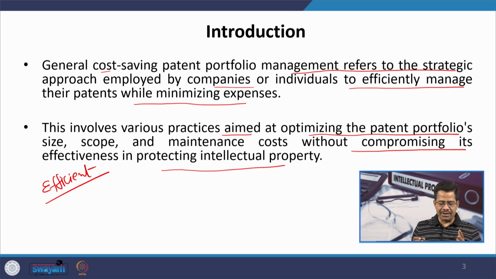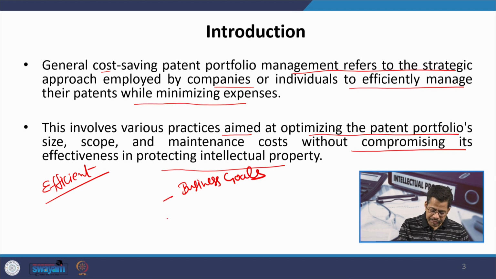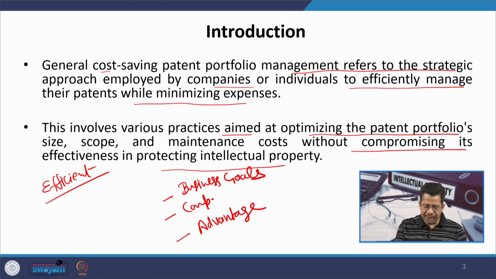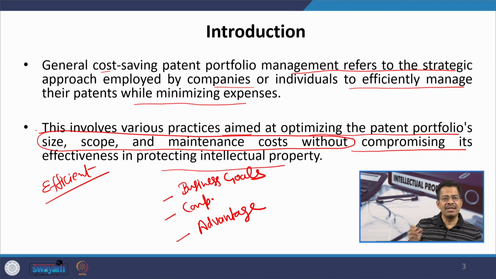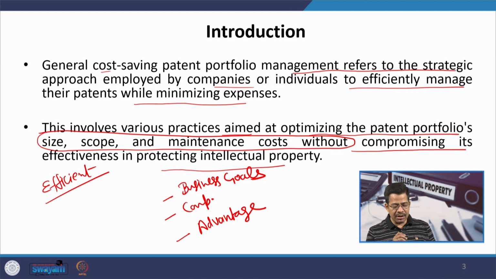So, all the objectives with respect to IP portfolio which you are going to get, with respect to business goals, competitiveness, and advantage, all that you have to achieve. But you need to see that these three important elements, size, scope, and maintenance cost, are achieved without excessive wastage of the limited resources available with you.